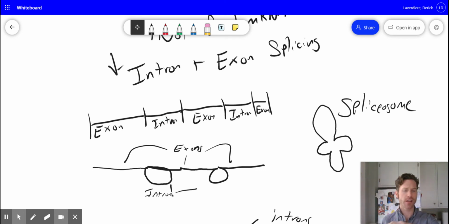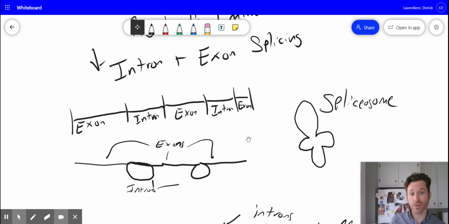Now, the exons and the introns are not finite things, right? They can be changed. They can be altered. There's nothing physical about them that makes them an exon or an intron. They're only considered introns and exons when they are cut out or when they stay in. And the molecule that's making the decisions about what's getting cut out and what's staying in is the spliceosome.